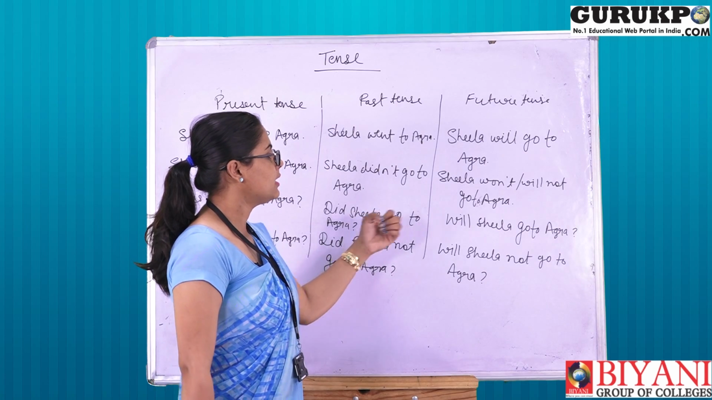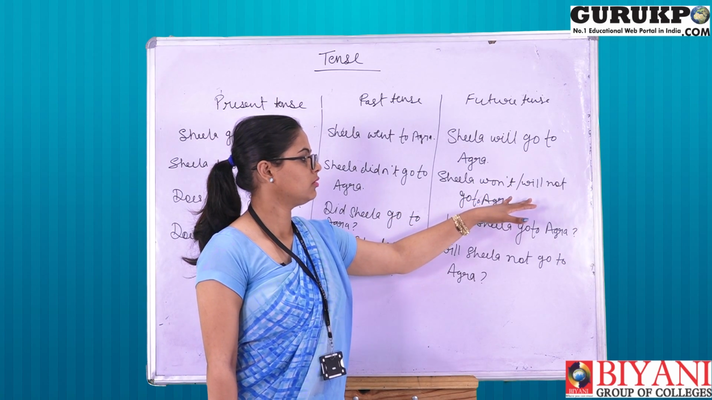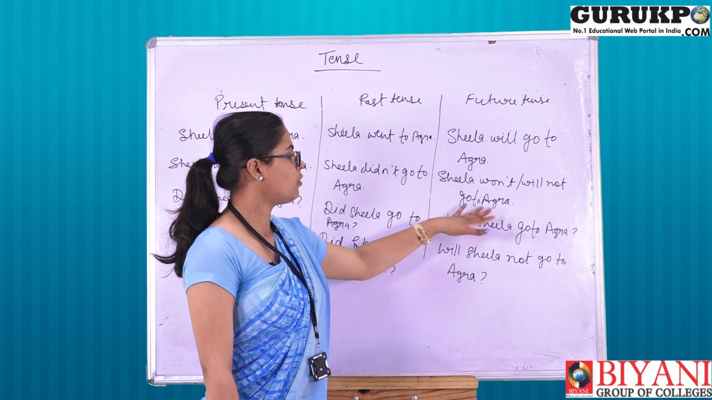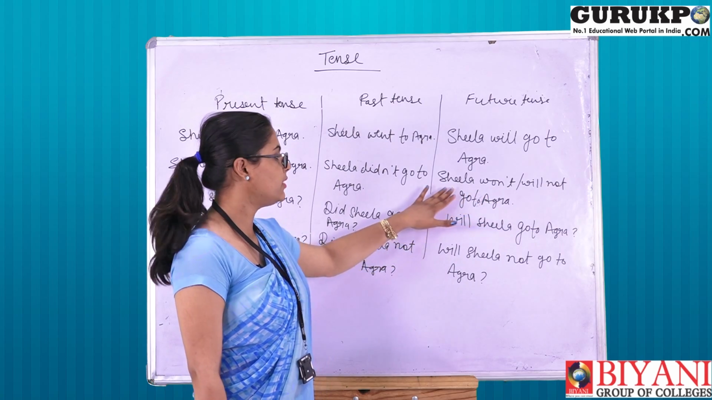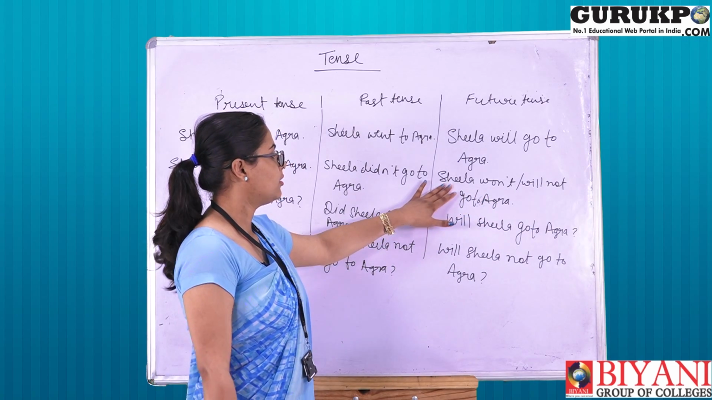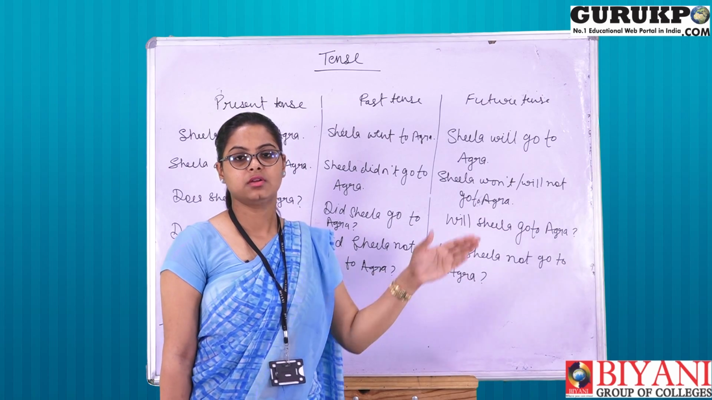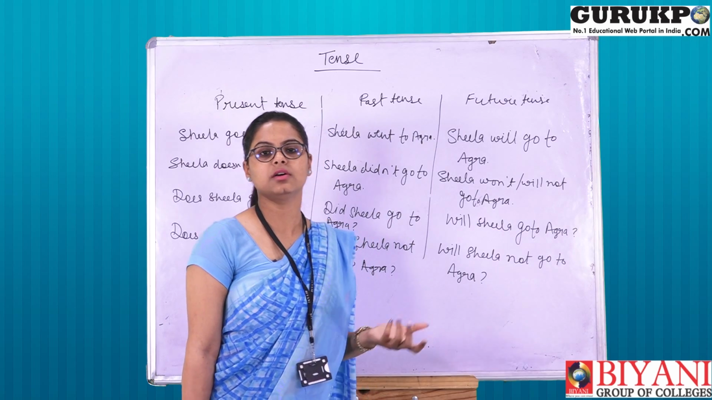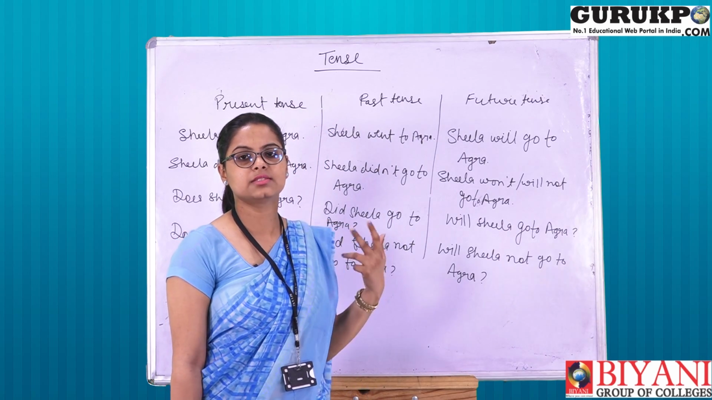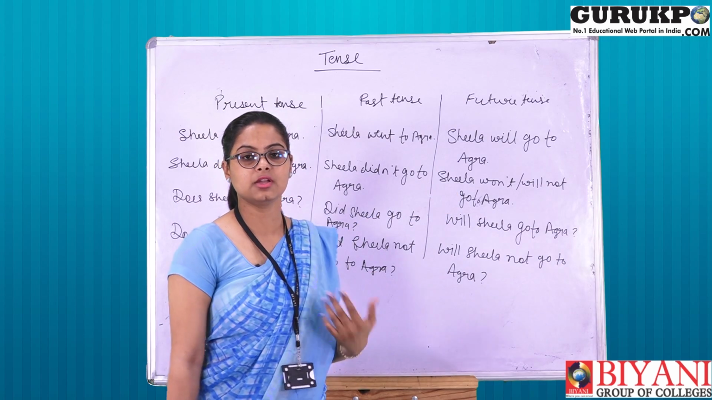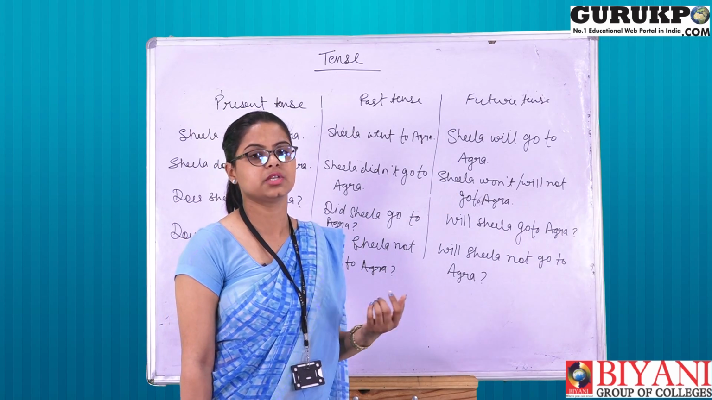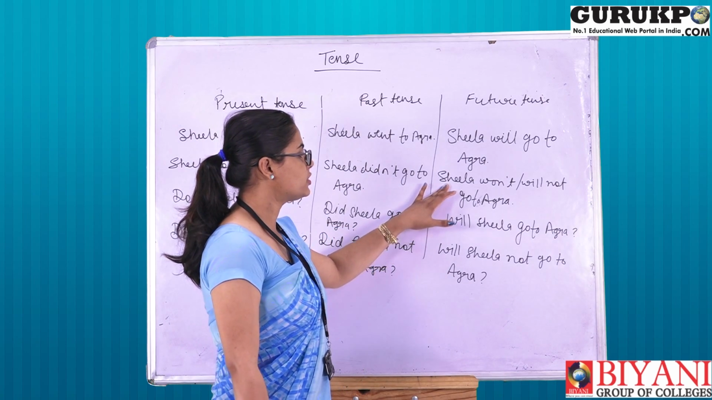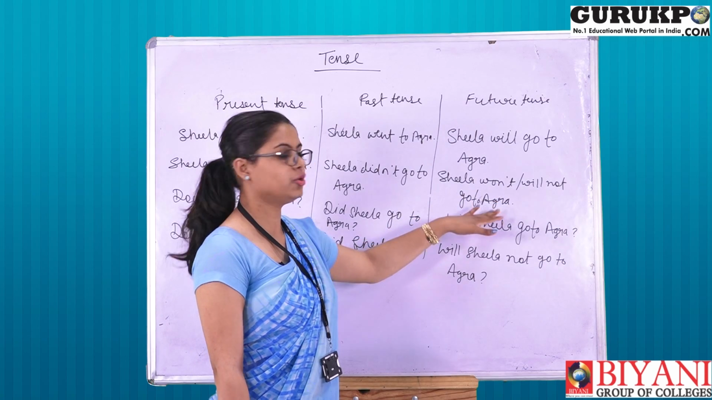The next is "Sheila will not go to Agra." Okay, so Sheila won't go to Agra. In this way, this is a negative sentence. We can have the formula here: subject plus will not or shall not. Will or shall not are actually used with the singular and plural forms of the subject. You understand? If the subject is singular, we shall use will, and if the subject is plural, we shall use shall. So Sheila won't or will not go to Agra.